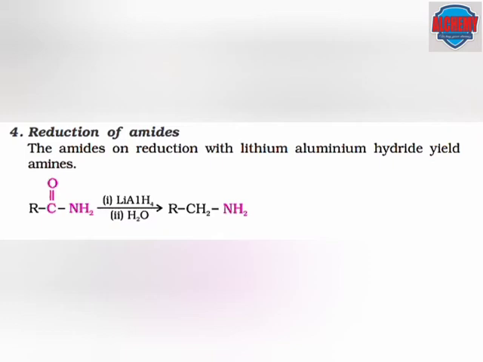The amides on reduction with lithium aluminium hydride yield amines. The general formula is given by RC double bond O NH2, which in the presence of lithium aluminium hydride is converted to RCH2NH2.